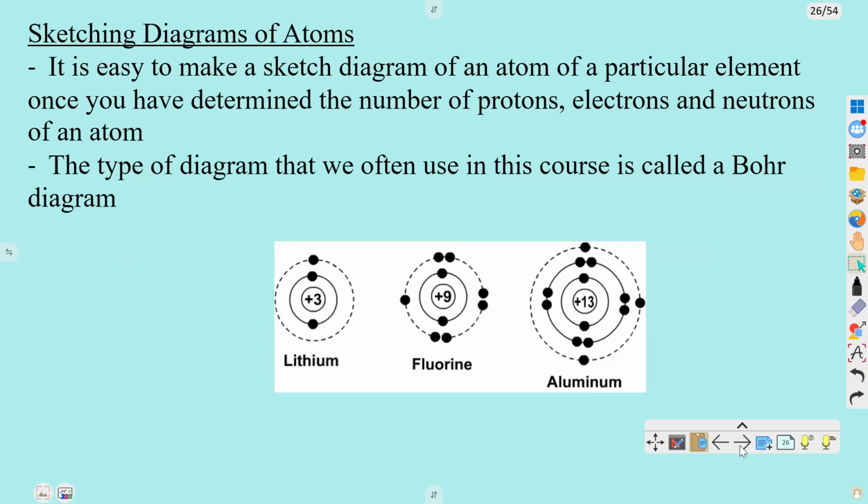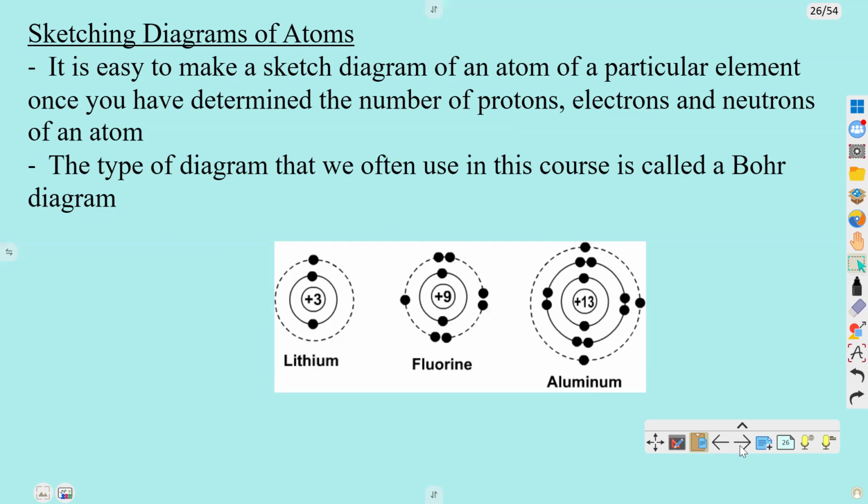Now, to make a quick and easy sketch of a diagram, it's really straightforward. You just got to determine the number of protons, the number of electrons, and the number of neutrons. Now, we often are going to use the Bohr diagram. That's by Niels Bohr. He was the one that came up with the idea that we have all the protons and neutrons in the nucleus, and then electrons orbiting in fixed orbitals.